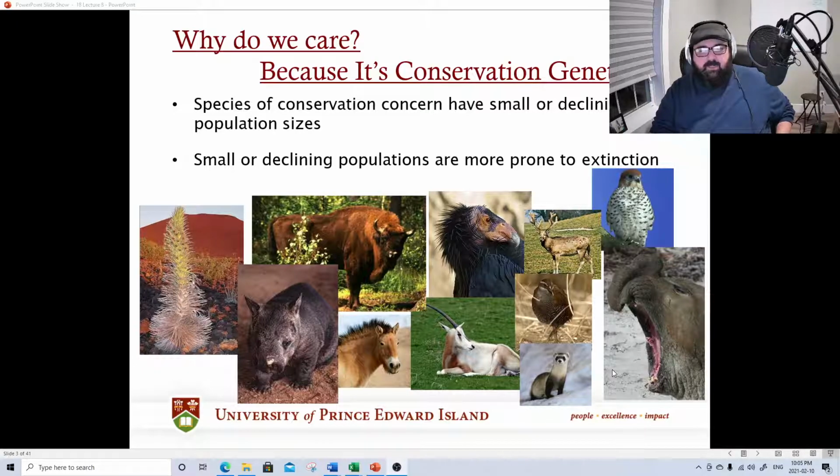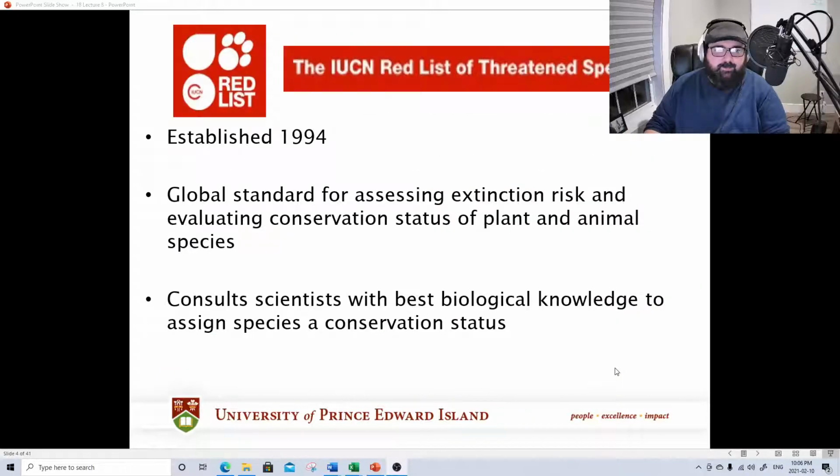For most of you guys, this is what you're going to spend a lot of your career working on if you decide to go into conservation as a field. It's going to be keeping these species alive and doing one better than that, contributing to their recovery. To do that, you need to understand how they work when they're small.